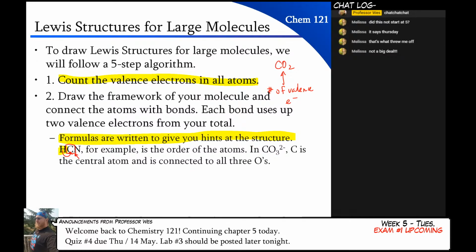And this right here in CO3 2-, the letter that's first will be the central atom. Now, this is going to use a property that we haven't actually discussed yet. It's called electronegativity, and we're going to get to that later today. But what we're doing is we're trying to put the most positive atom first.